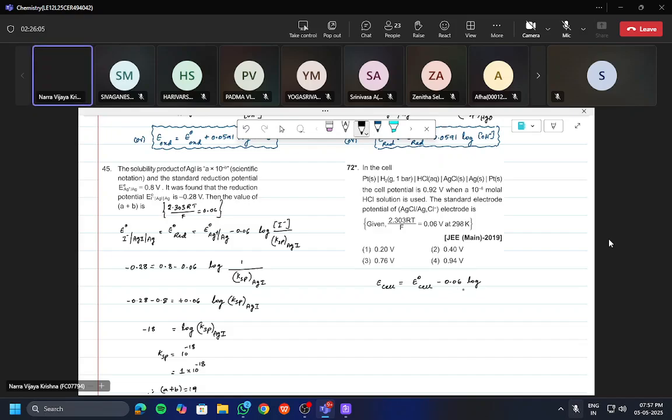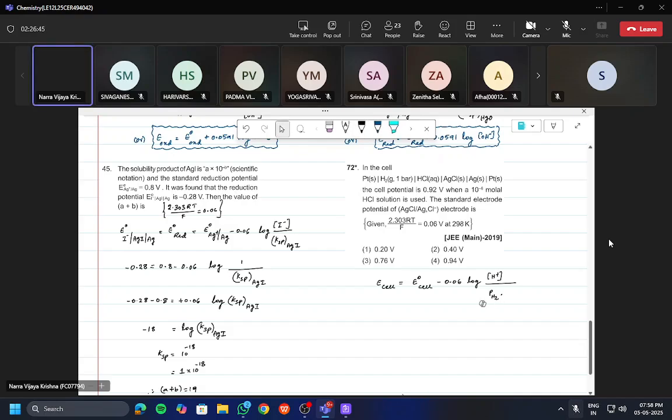E0 of cell minus 0.09 log of concentration of product by reactant. In this case, what will be the product? H plus. Correct? For this case, the reactant is P of H2. Now on that side, what will be the product? Ag. Reactant is Cl minus. Sir, will you get Cl minus in the denominator or not?